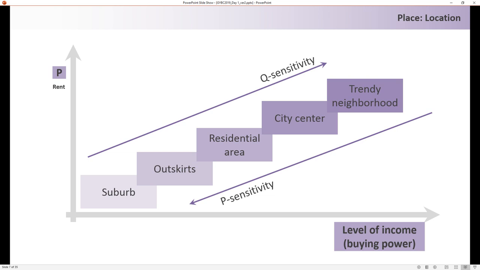So depending on what kind of product you're willing to sell, you have to choose. If that's economy range, something cheap and of low quality, then you should be going to the suburb or outskirts. If, however, you're going for a boutique, something of high quality and fashion, maybe going for the city center or trendy neighborhood would be more recommended.